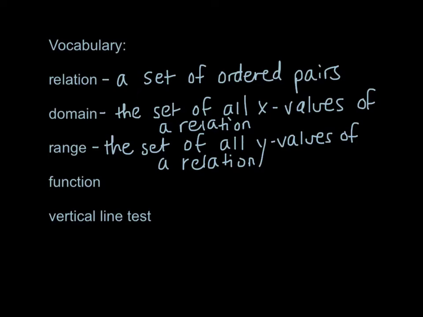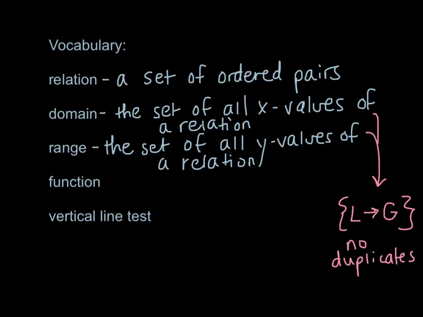When you list a domain or a range, you're going to put it into curly braces. You're going to list the numbers from least to greatest, separated by commas, with no duplicates. So even if a number appears more than once, you're not going to list it more than once. Okay, good. Moving on to function.